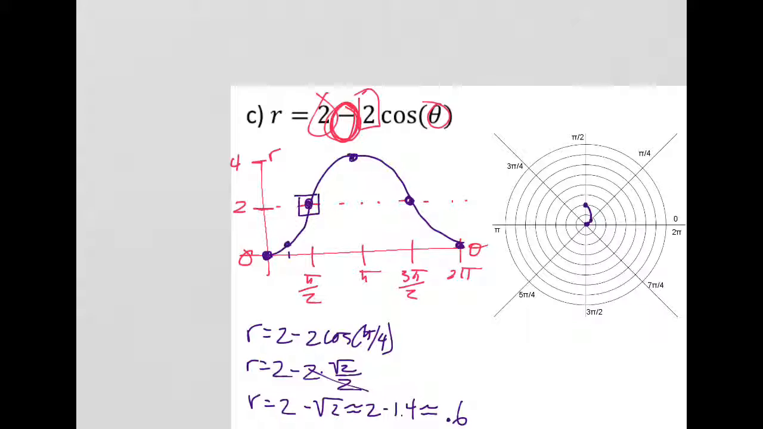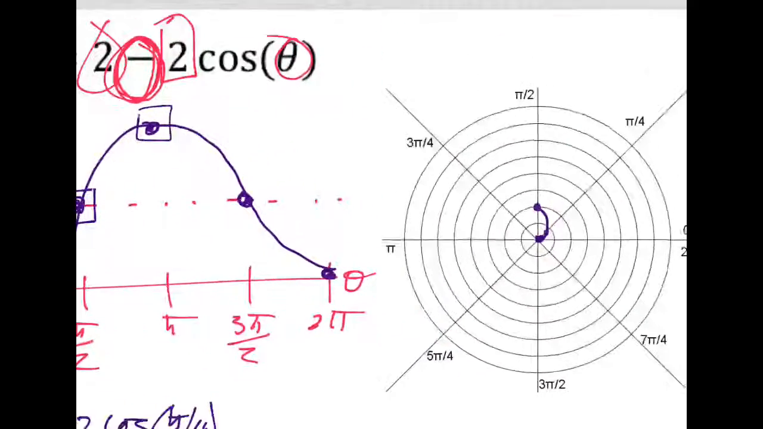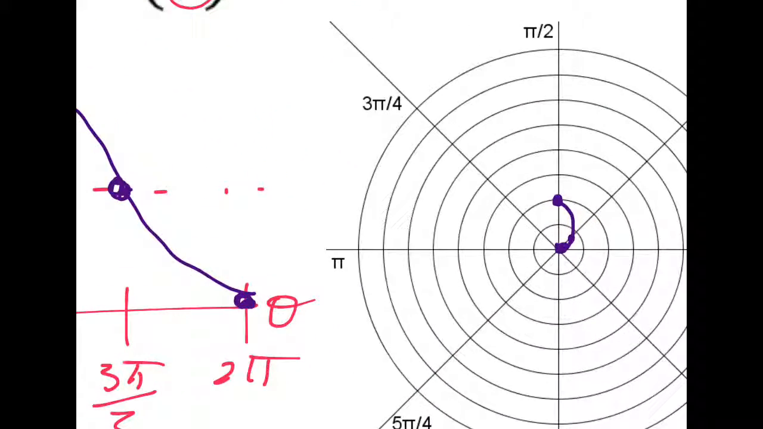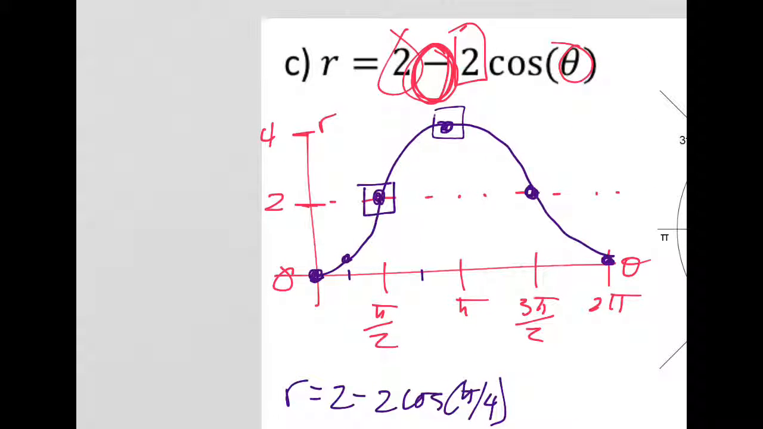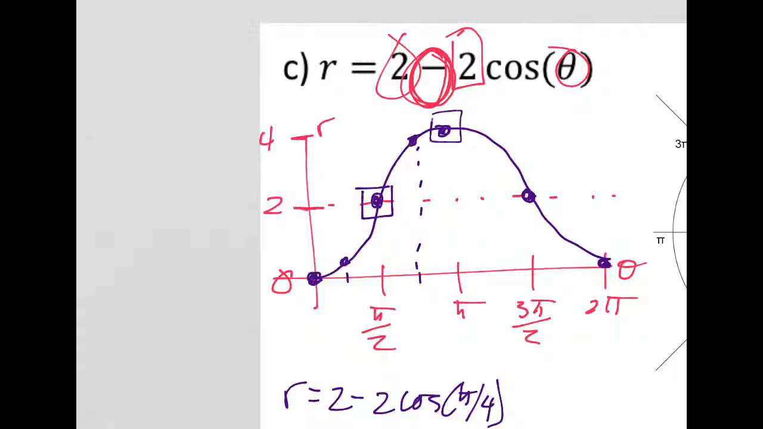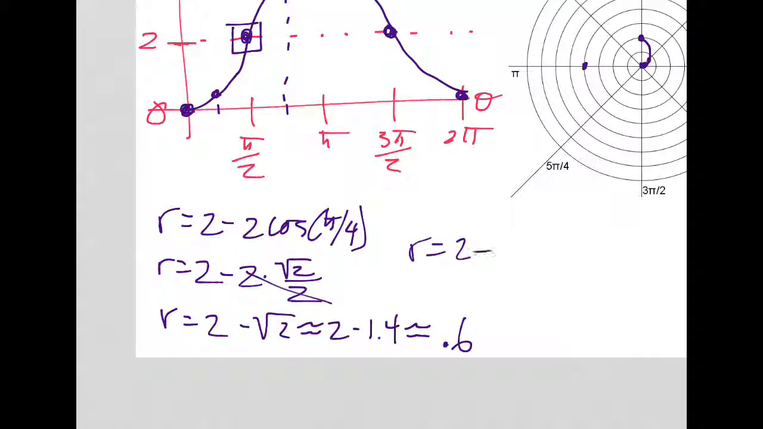All right, what next? Well, I can go back to my Cartesian graph here, and I can see that when I hit pi, my radius is 4. So when I hit pi, I'm at 1, 2, 3, 4, right there. But again, let's make this more accurate. Let's figure out where I am at 3 pi over 4. So where am I up at this point right there? Well, again, let's just plug some stuff in. R equals 2 minus 2 cosine of 3 pi over 4.